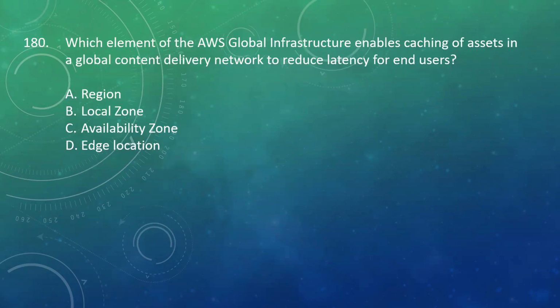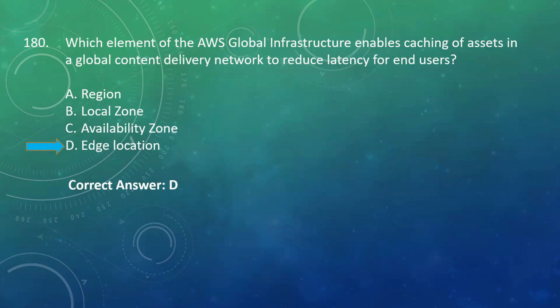Next question. Which element of the AWS global infrastructure enables caching of assets in a global content delivery network to reduce latency for end users? Your options are region, local zone, availability zone, edge location. And the correct answer here is edge location.